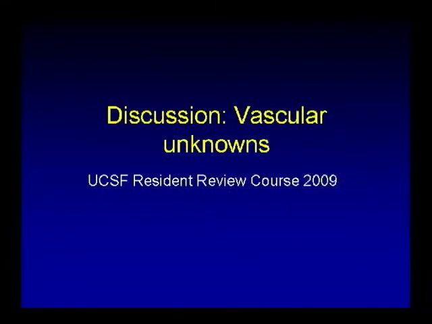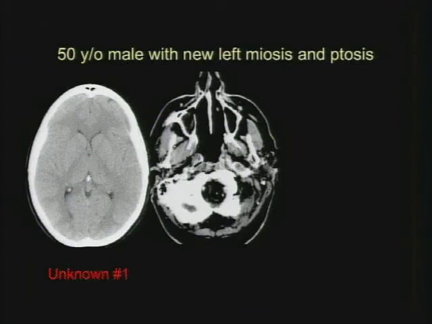Okay, so as many of you may have guessed, we're looking at vascular unknowns today. Since we didn't have a vascular session, we're going to review some of the vascular pathology that you may see on the boards now. So the first case, the key here is really the history. So this patient came in with this exact history of left miosis and ptosis. So this patient has a Horner syndrome and had a non-contrast CT and only a post-contrast CT.